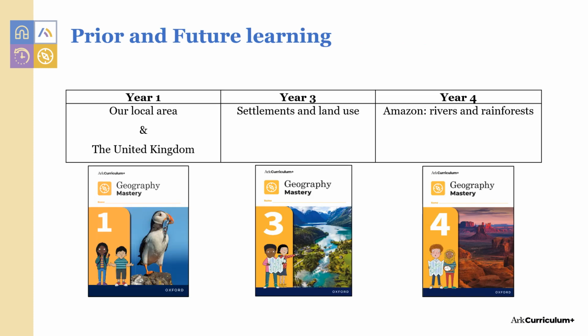The main prior and future learning links that we have identified are Year 1, our local area, and Year 1, the United Kingdom, Year 3, settlements and land use, and Year 4, Amazon, rivers and rainforests. You can find more information on the prior and future learning links in the unit planning guidance and geography progression document.